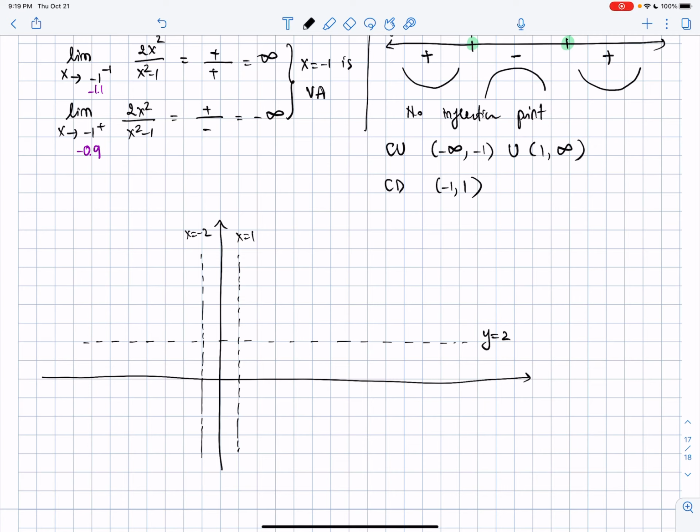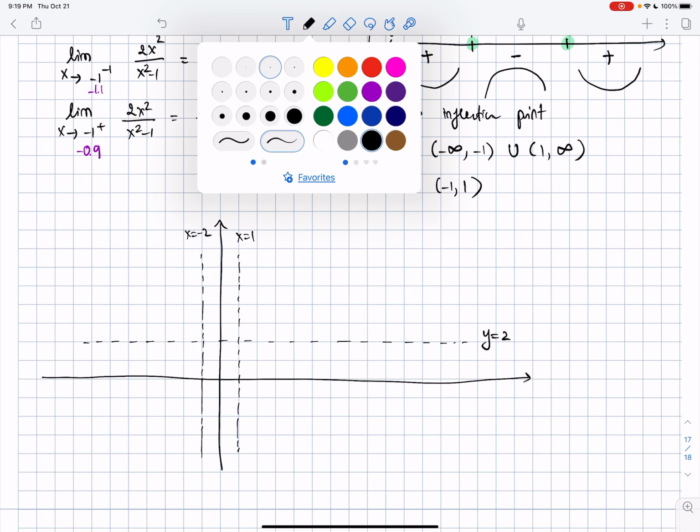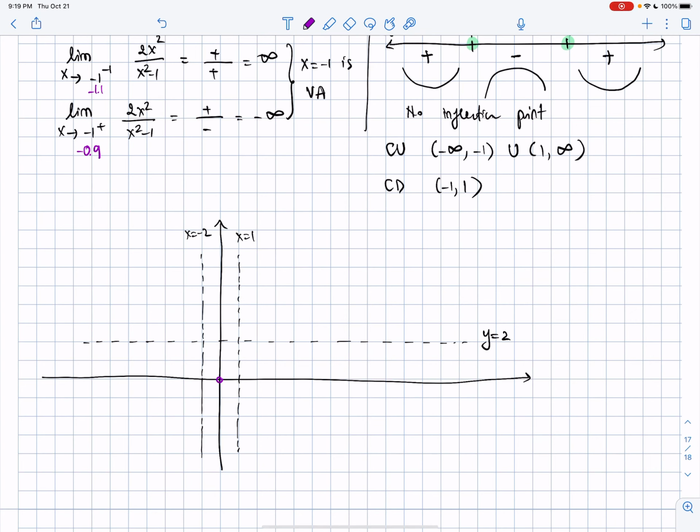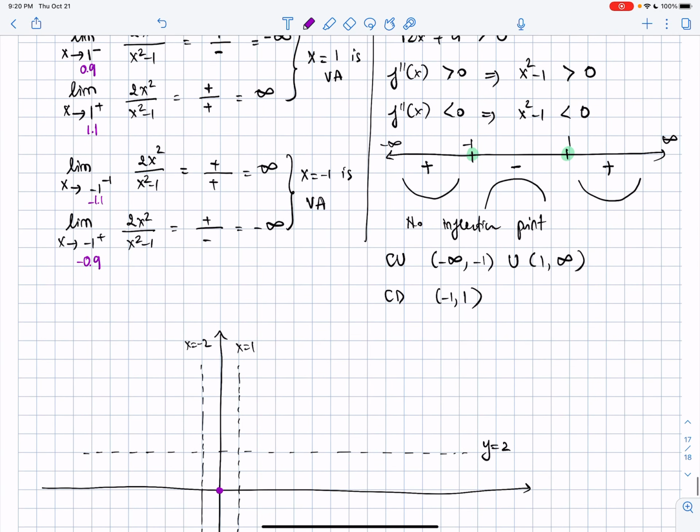Okay, and then we will plug in the intercept, which is 0, 0 right here. And this is the point of the maximum, the local maximum also. So we only have one point. And then to connect this, before that we'll go back and look at the vertical asymptotes.